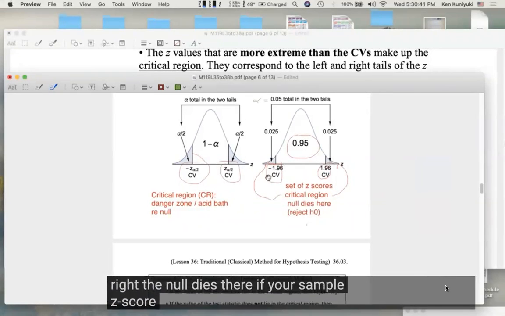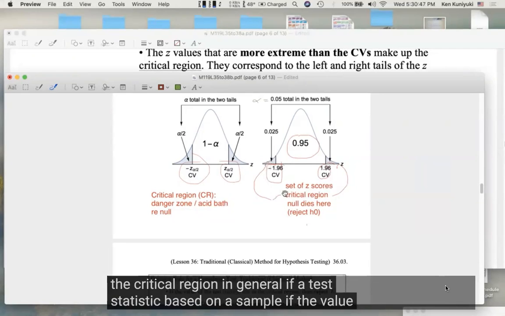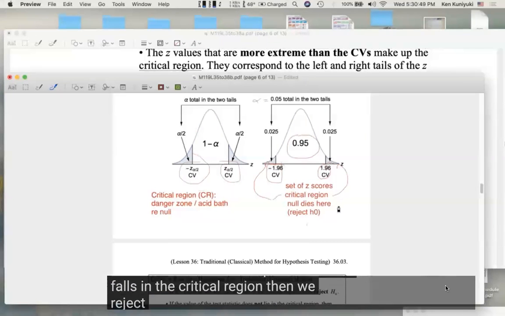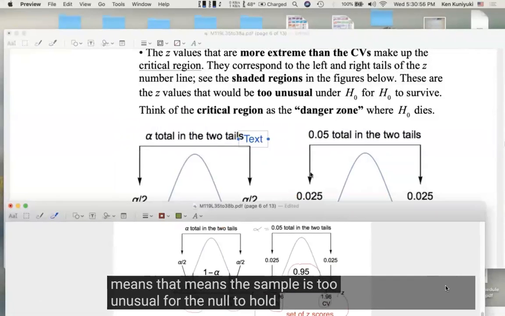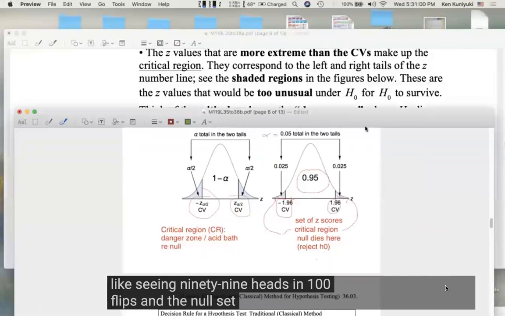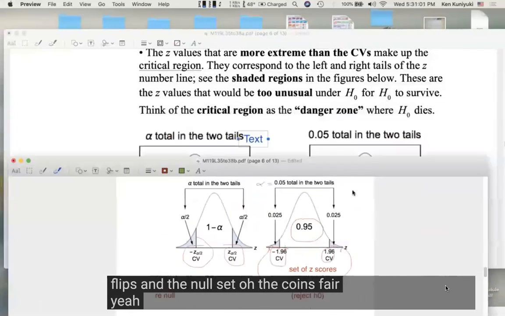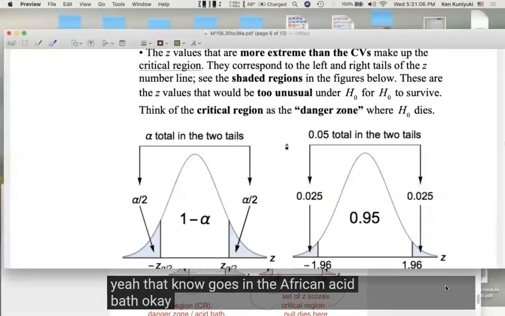If your sample z-score, if the test statistic, in general, if a test statistic based on a sample falls in the critical region, then we reject the null. The null dies. That means the sample is too unusual for the null to hold up. It's like seeing 99 heads in 100 flips, and the null said, "Oh, the coin's fair." That null goes in the acid bath.